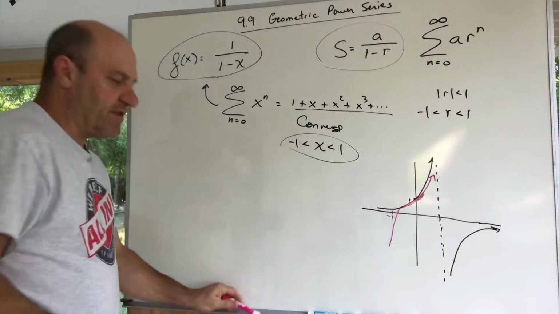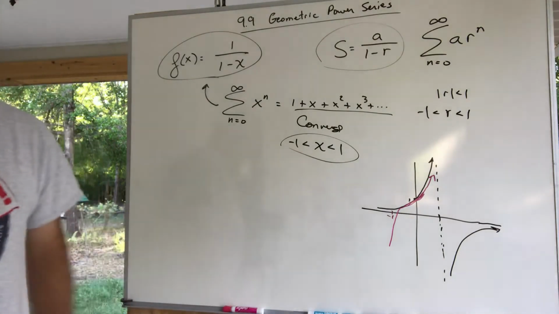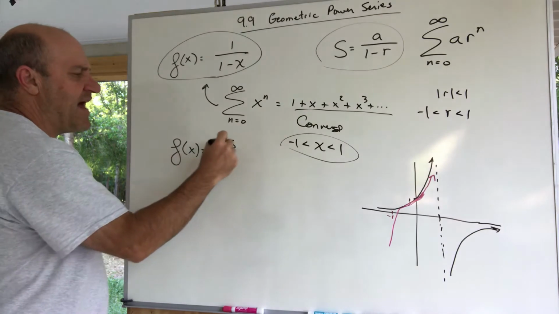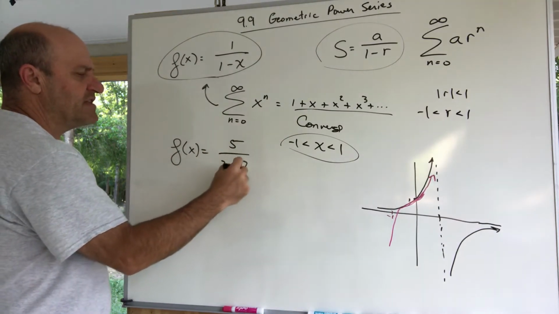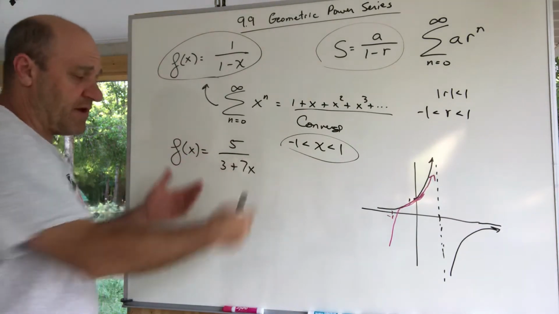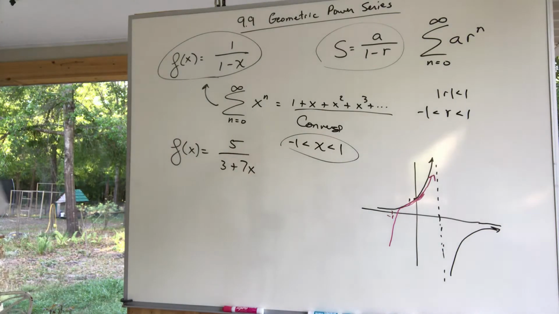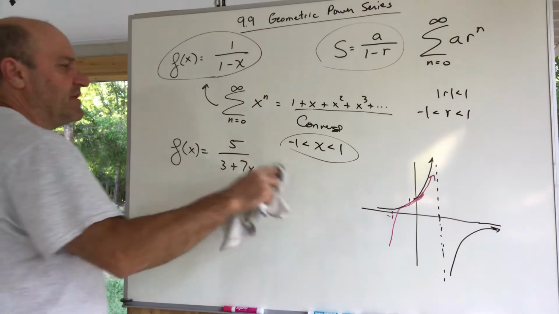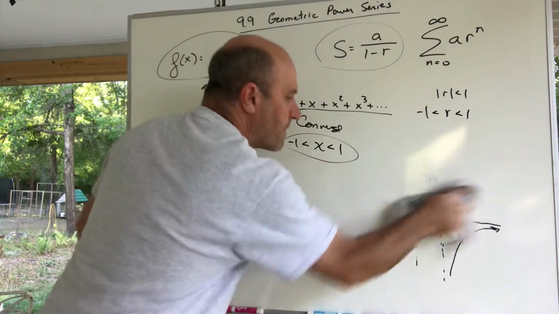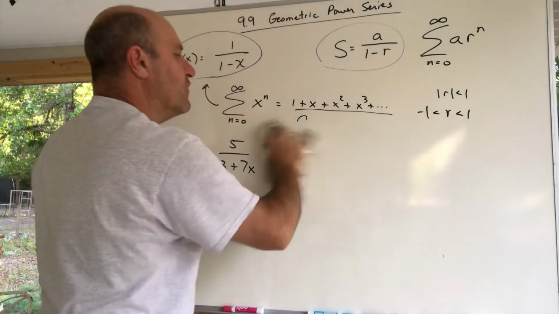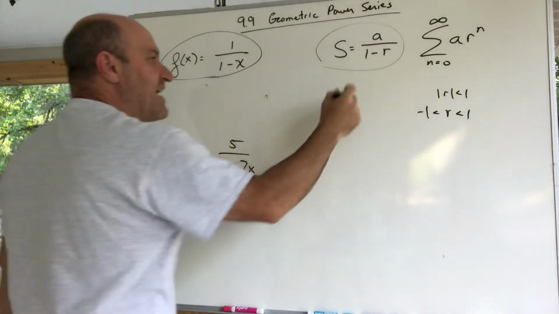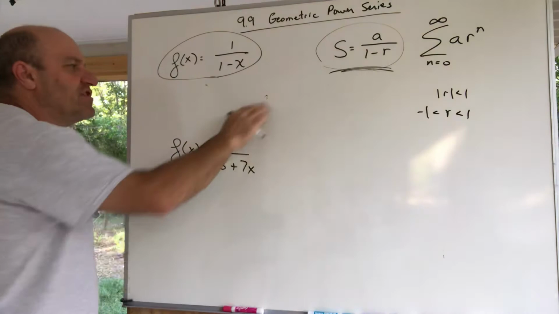Okay, let's do another example. So here's another one. f of x equals 5 over 3 plus 7x. So I want to find a geometric series for this. Of course I made it a little more complicated. But I'm going to get rid of this evidence here, create a little room for myself. But I'm still using this idea. So I want to make a geometric power series.